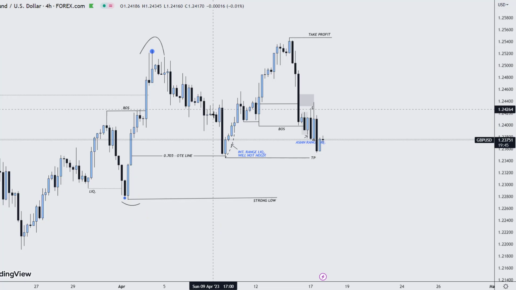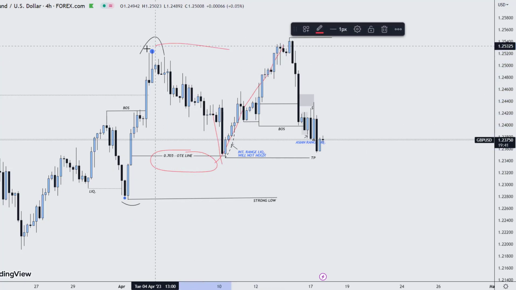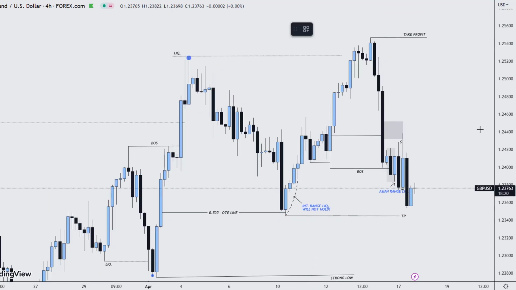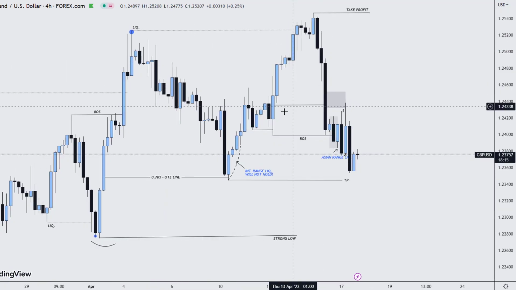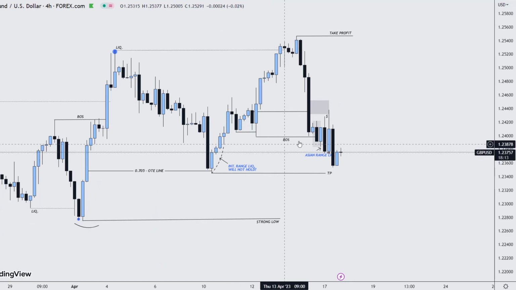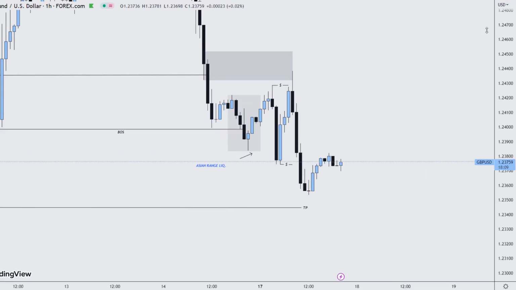So price came back down, tapped into this 705 OTE line, and then came and took liquidity from this weak high right here. So price took liquidity from the previous old high. Boom. And that gave us a break of structure right here. And then let's go on the 1-hour.